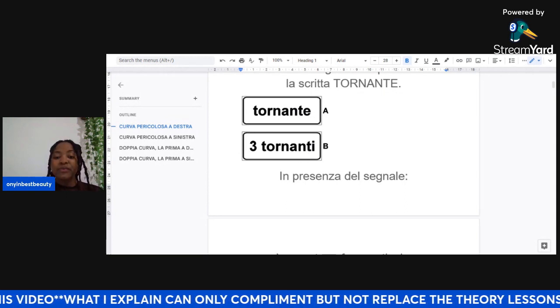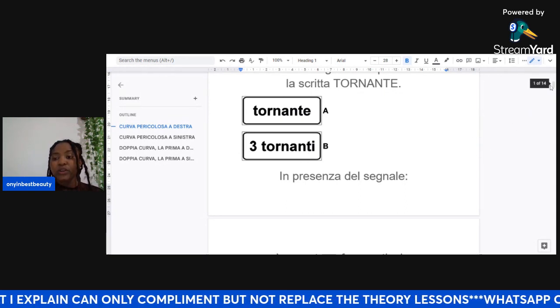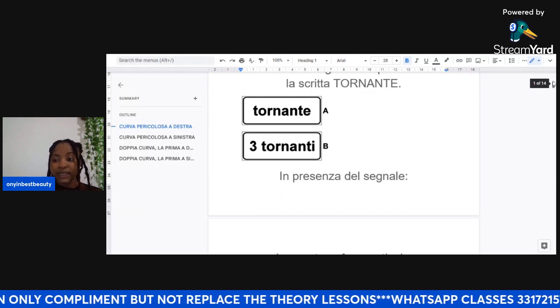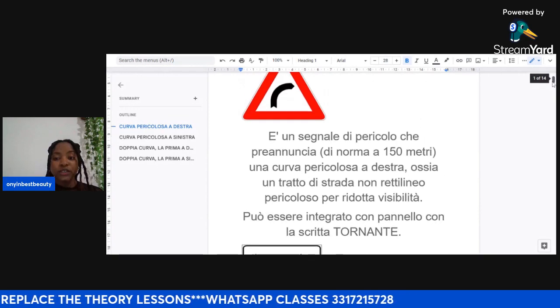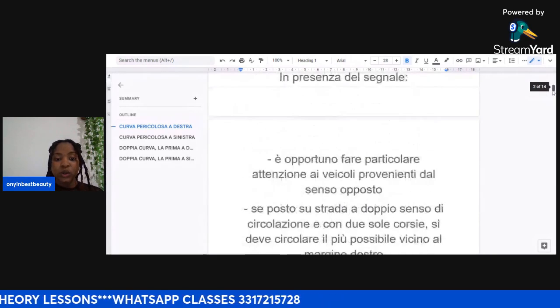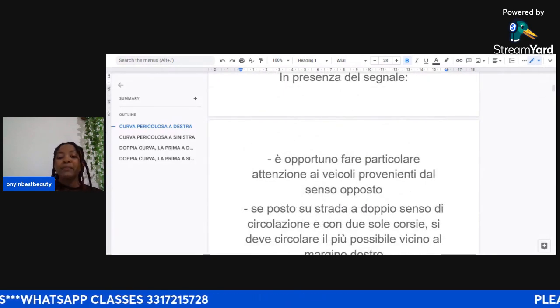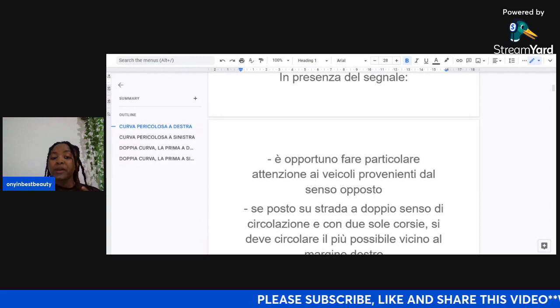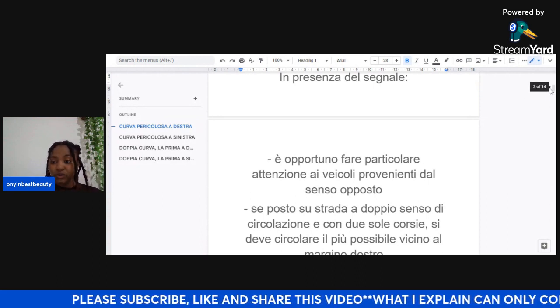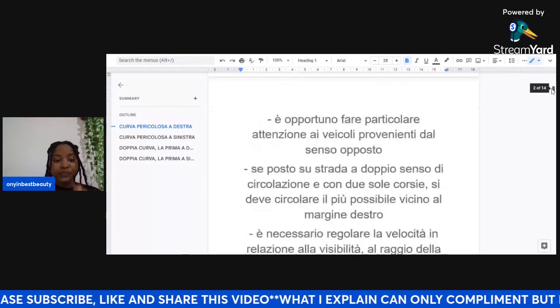In presenza dei segnali, è opportuno fare particolare attenzione ai veicoli provenienti da senso opposto. Now, when you see this sign, in the presence of this Segnale di Pericolo, it is opportune to pay particular attention to vehicles coming from the opposite direction. You know, it's a curve.